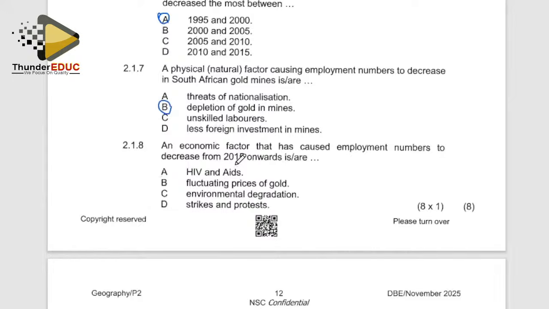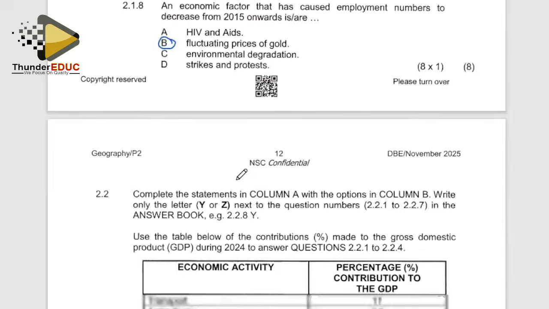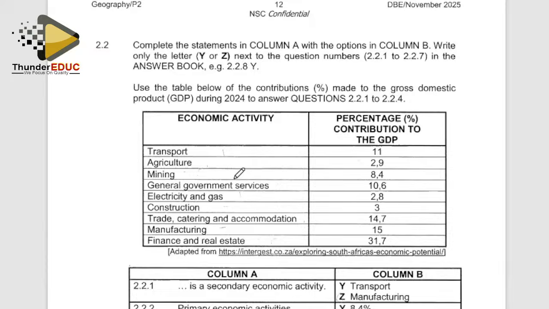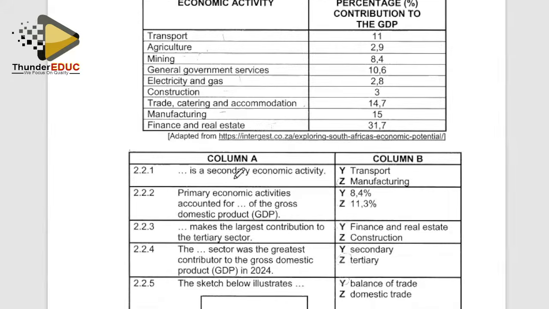Right, the next question is an economic factor that has caused employment numbers to decrease from 2015 onwards. Let's look at economic factors here. An economic factor is fluctuating prices of gold. That is economic. Right, let's look at the sectors of the economy and their contribution to GDP in percentage.